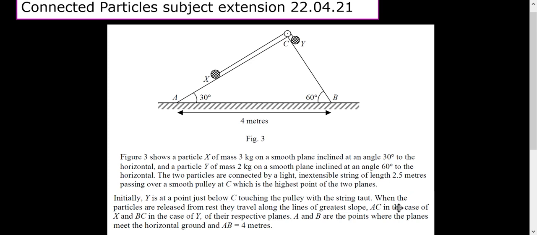The particles then are released from rest. They travel along the lines of greatest slope, AC in the case of X and BC in the case of Y. A and B are the points where the planes meet the horizontal ground. AB is 4 meters. There's a lot of information there.